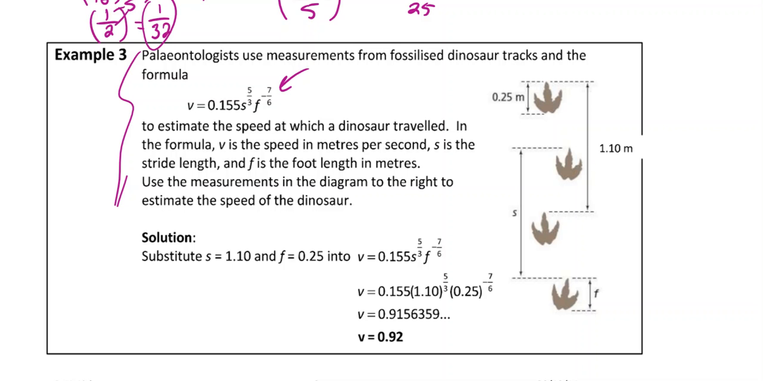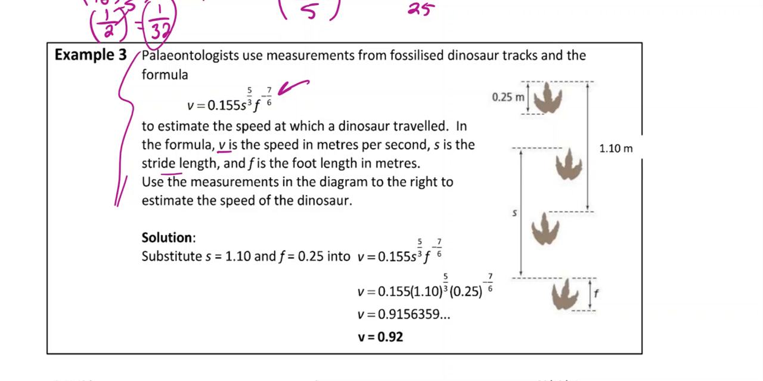So here, paleontologists use measurements from fossilized dinosaur tracks and the formula this. Some smart person made this formula. To estimate the speed at which the dinosaur traveled, in the formula, V is the speed in meters per second. S is the stride length. And F is the foot length in meters. So you use the measurements in the diagram to the right to estimate the speed of the dinosaur.